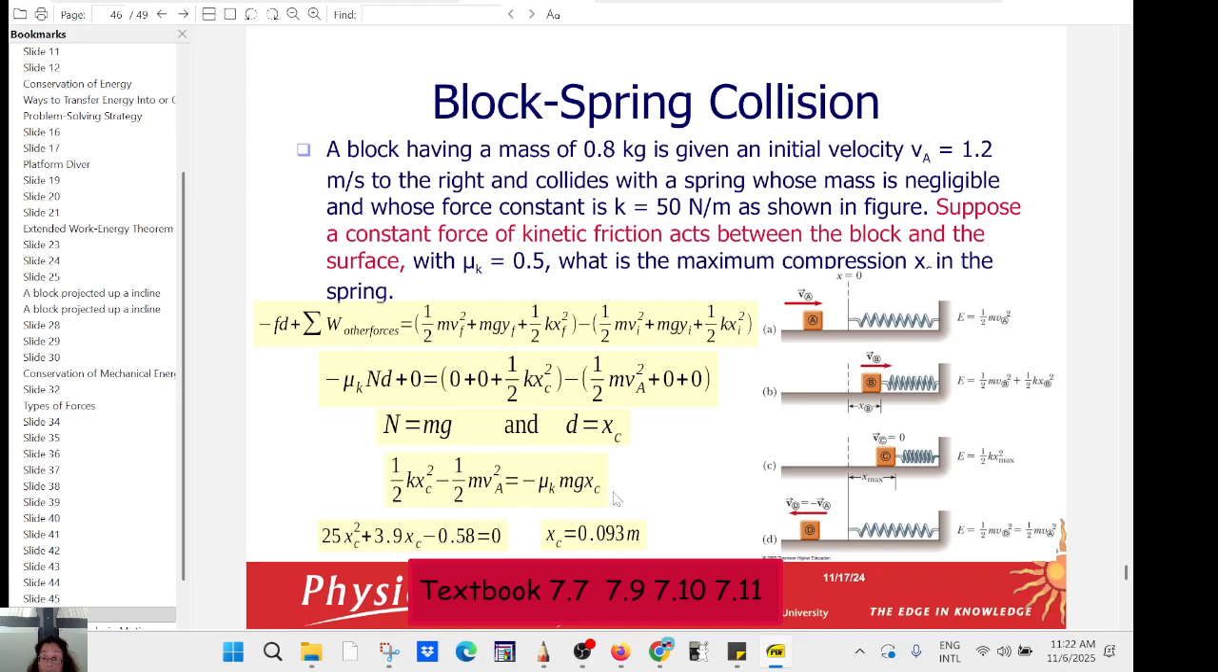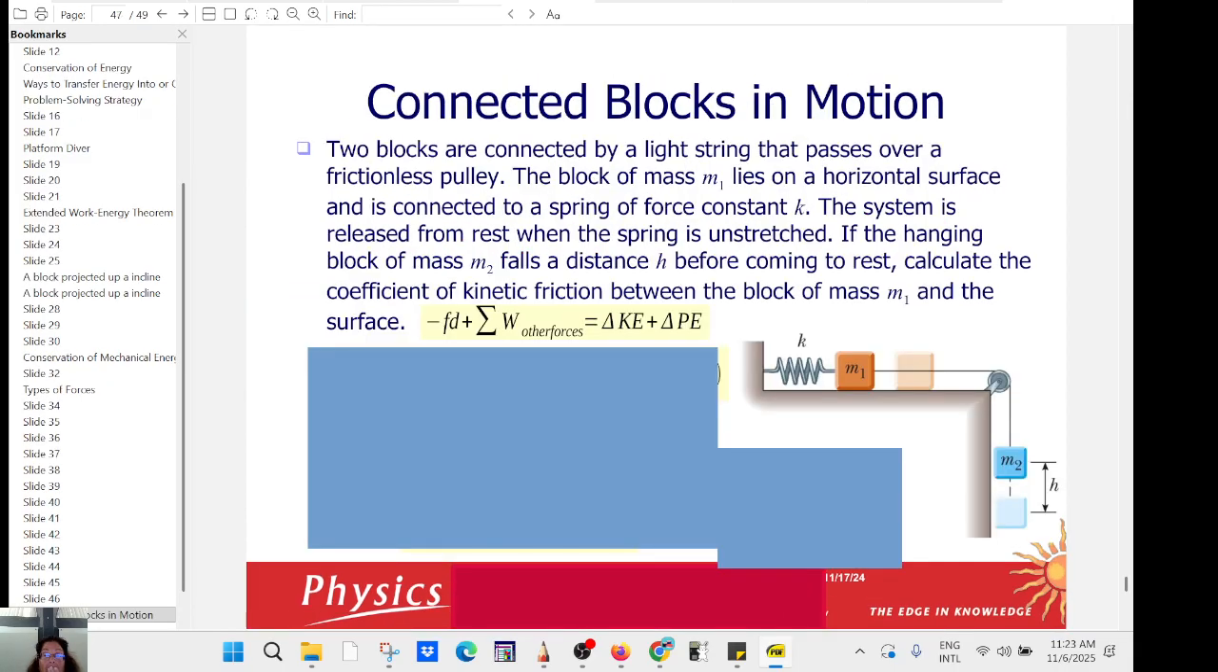This one goes on the other side. So kinetic energy minus the work done by friction equals elastic potential energy. They use a different approach, but the same idea. Here you have textbook problems to do on your own. Is that clear? That's good. So think about this one.